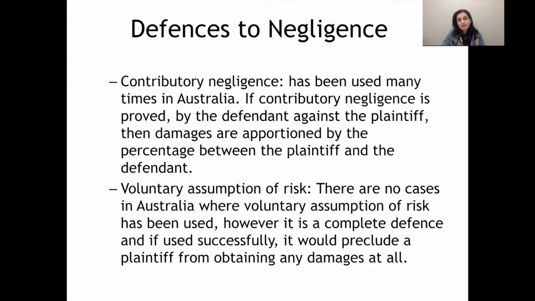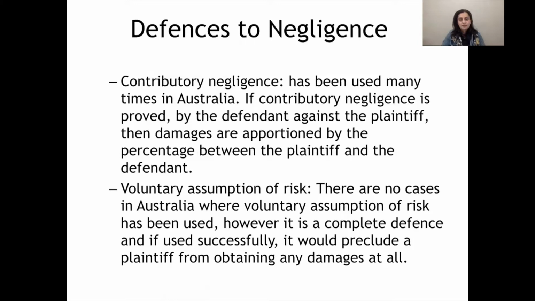Contributory negligence is a defence to negligence, and that's the argument where, if proven, the defendant might claim that the plaintiff, as a result of their inaction or action, contributed to the outcome or to the damage which was sustained. If contributory negligence is proven, then the damages are apportioned between the percentage of blame by the plaintiff's own action and the defendant and their failure to act prudently or reasonably given the circumstances.